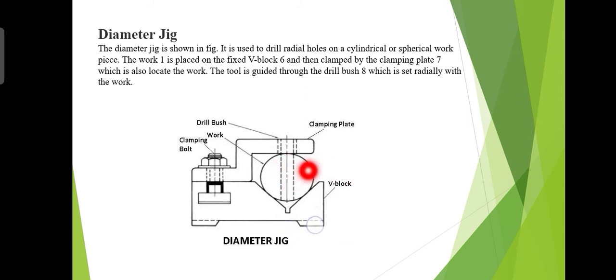This is the piece in spherical shape. Clear? This is the clamping plate, and these are the drill bushes, and this is the clamping bolt that will help to clamp this workpiece, and this is the V block in which the spherical shape workpiece will be placed, and you can easily hold and clamp the spherical shape workpieces in this V block with the help of the diameter jig.